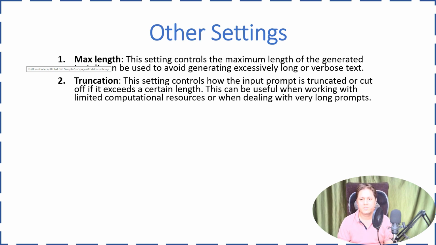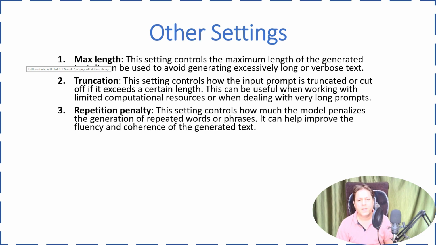Truncation means whatever input prompt you don't want, you can cut off if it exceeds a certain length. If there are very long prompts, you can truncate them. Let's say your prompt is 200 words and you want it to be 50 words, you can use truncation. Repetition penalty means you can set whether your output should be repeated or not, and how much it should repeat. I'm not going into very much detail, I'm just giving you an idea so that you remember, and whenever you want to use it, you can.